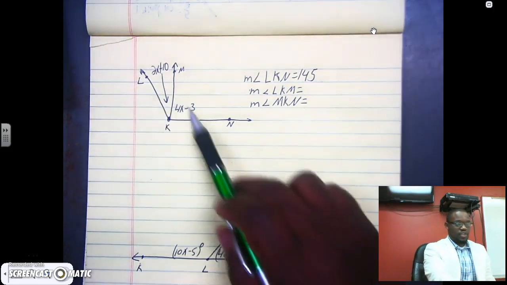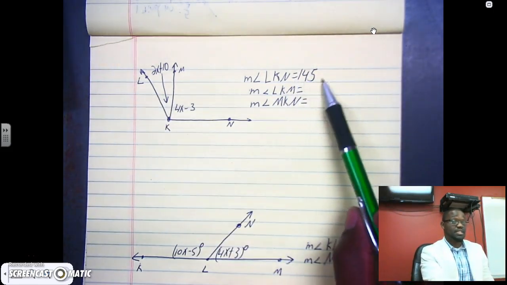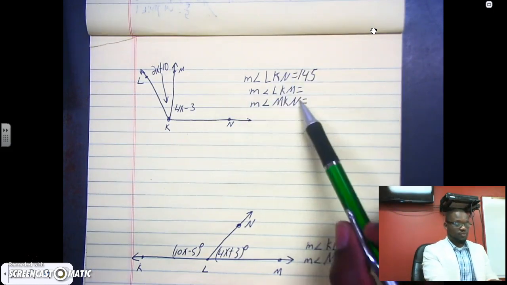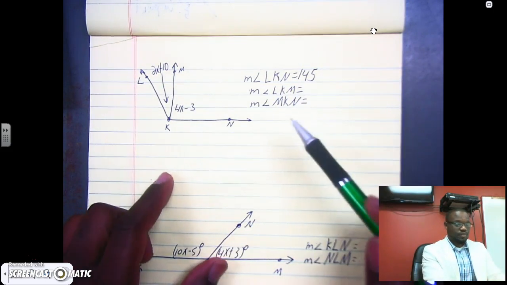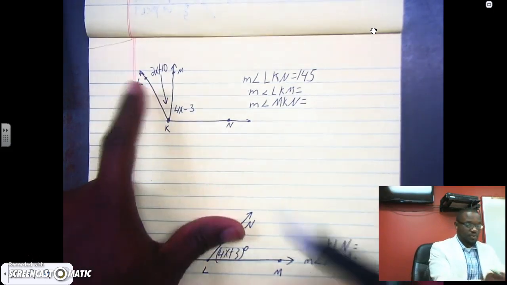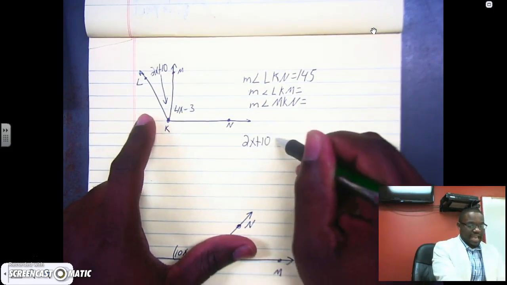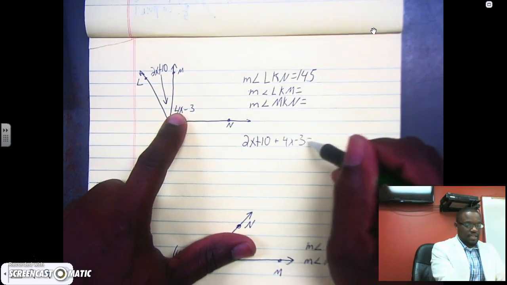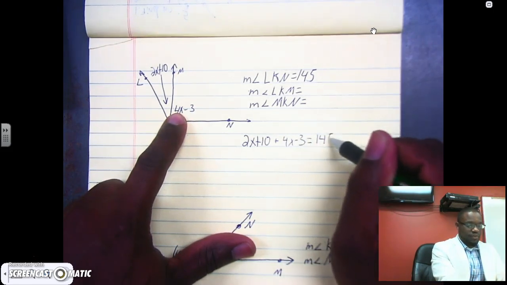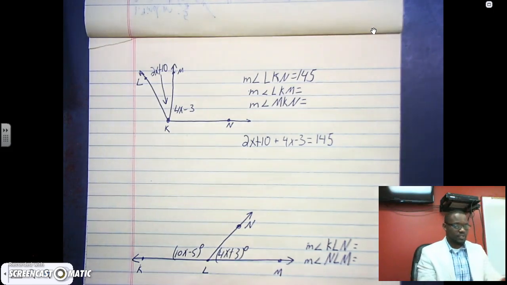I know that the whole thing is 145. They told you the whole thing on purpose because they're going to give you some pieces. So if the whole thing is 145, then I should be able to take the parts and find the whole. So what I'm going to do is take this first part, which is 2x plus 10, and add it to the second part, which is 4x minus 3, and that equals the whole thing, 145. Now you might be confused as to say, where did that come from? Well, let's look at this.